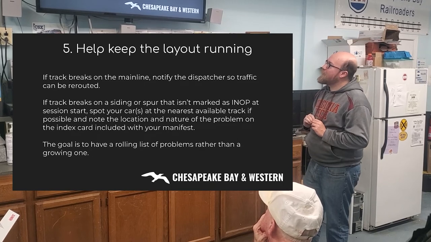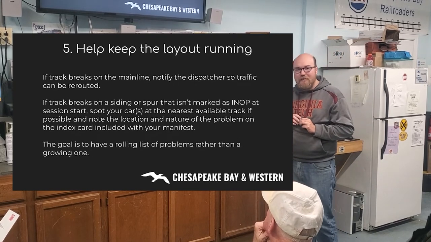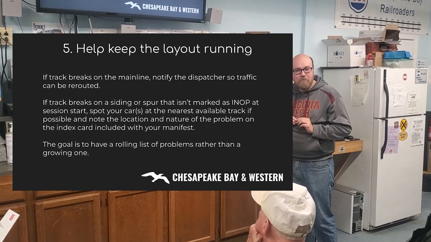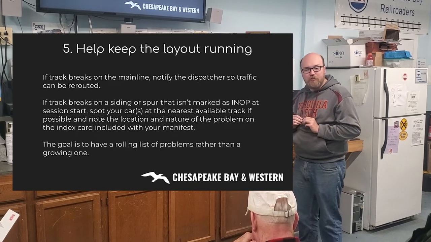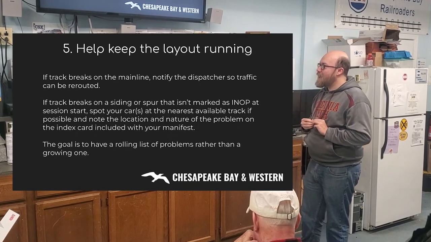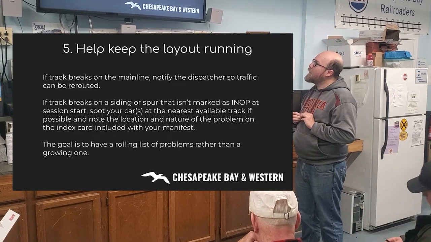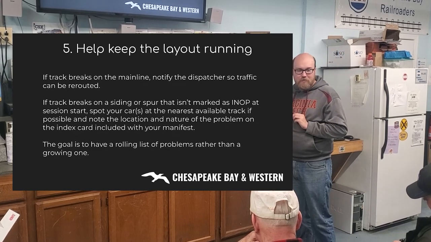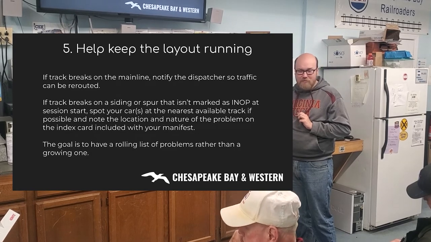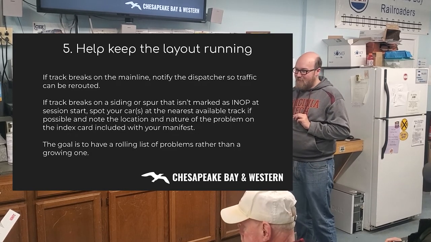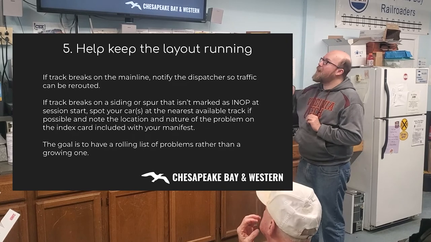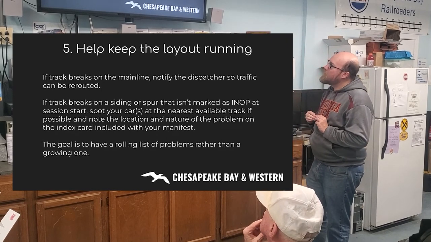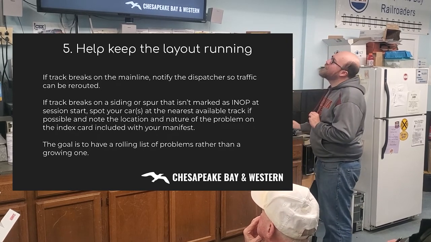If track breaks on a siding or spur while you're trying to work, I've been trying to keep on top of keeping everything maintained, so most of the stuff that's going to be on your switch list should be working. But if something breaks that I haven't blocked off, just put a note of it on the back of your switch list, and put your car that's supposed to go where the broken switch is somewhere nearby. Not on the main line.